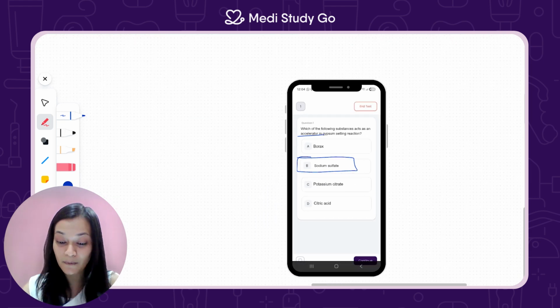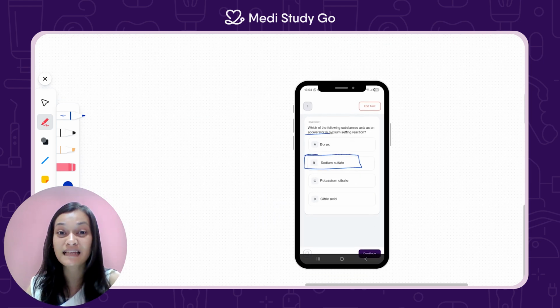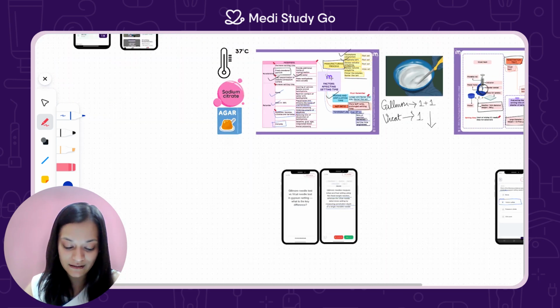So this was all about gypsum, the methods of seeing the setting reaction and the factors that can be used to alter the reaction.